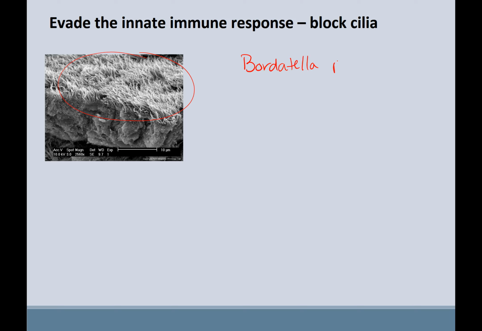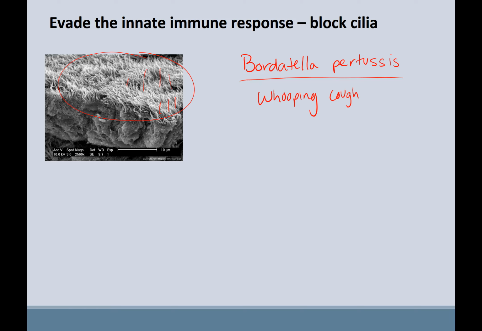Bordetella pertussis. I hope I spelled that right. This is what causes whooping cough. And you do get a pertussis vaccine in that Tdap that we talked about last time. But this bacteria actually produces a toxin that can paralyze the cilia. So now the cilia cannot sweep things out of the trachea.